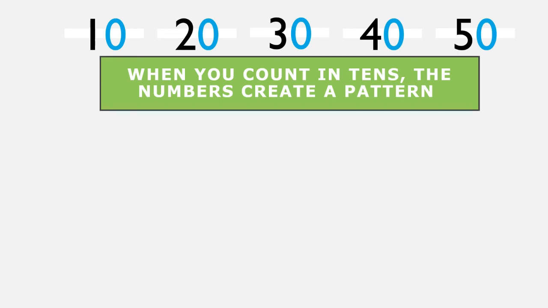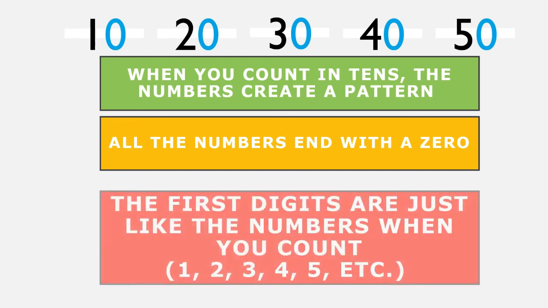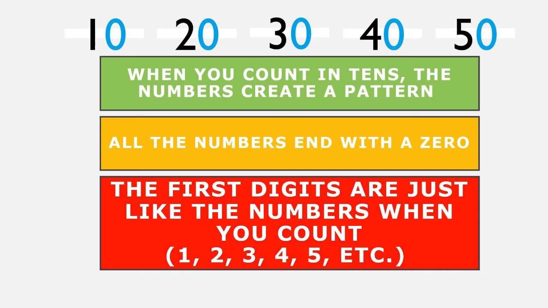When you count in tens, the numbers create a pattern. Terbentuk pola. Okay. All the numbers end with a zero. Di belakangnya semua ada angka nolnya. The first digits are just like the numbers when you count: 1, 2, 3, 4, and 5. And then you just add the zero. 10, 20, 30, 40, 50.